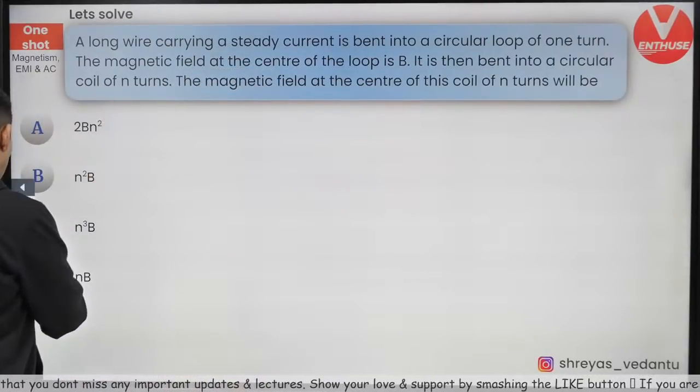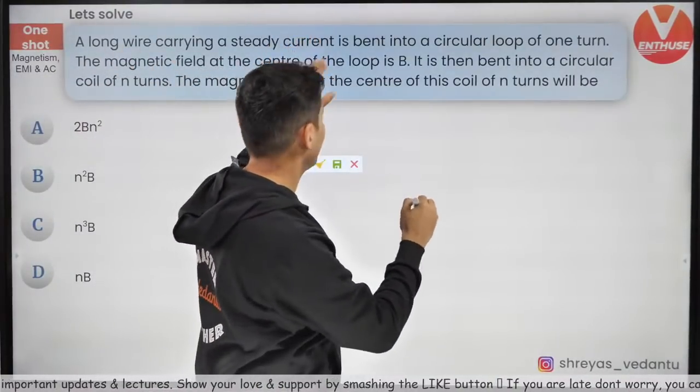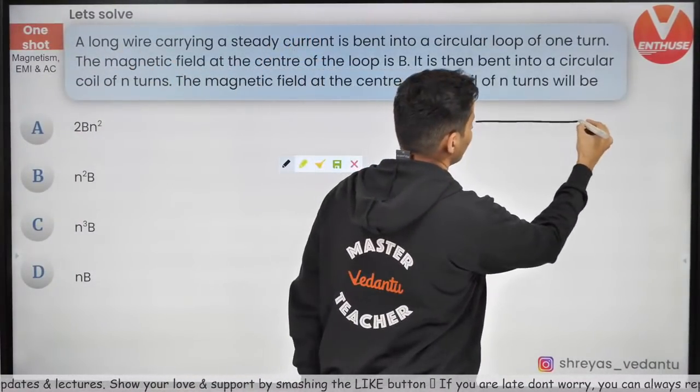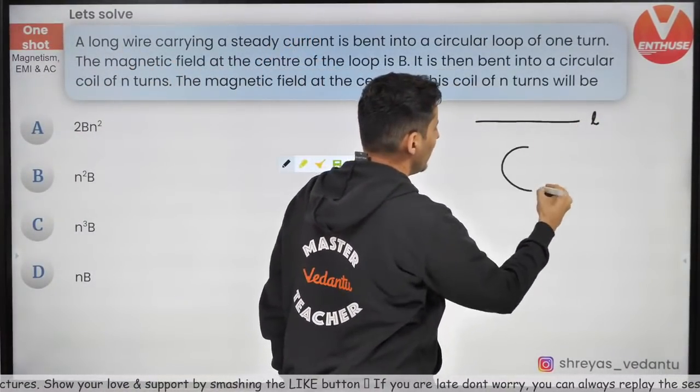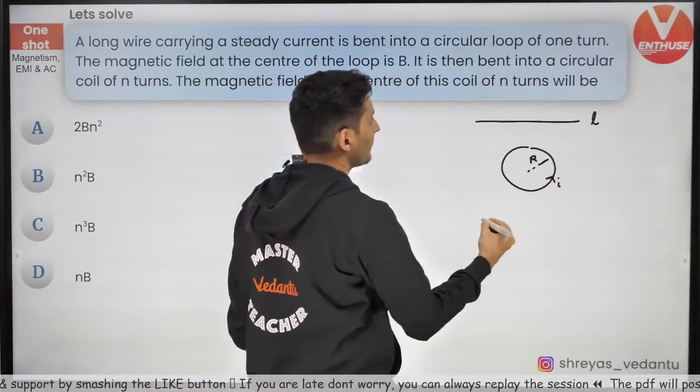So let's see, what do we need to do? First, we have a long wire. Okay, so that long wire is like this, of length L. You bend it into a loop of certain radius r. The current is I.